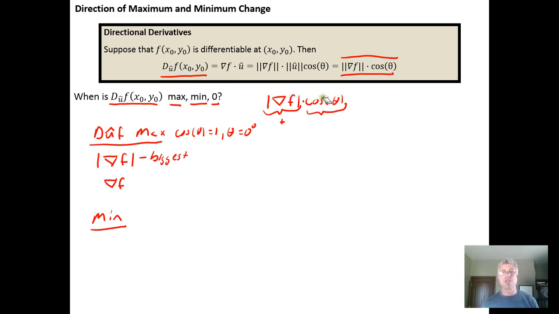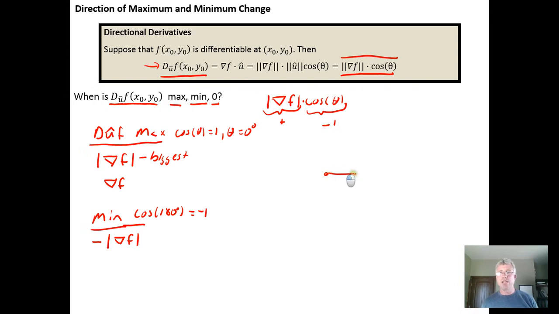The cosine function is the smallest it can be when it's -1. And so -1 times the size of the gradient will be the smallest value the directional derivative can ever be. The opposite of the size of the gradient is the smallest value the directional derivative will ever be. And when will that happen? Well, the cosine of 180 degrees equals -1.